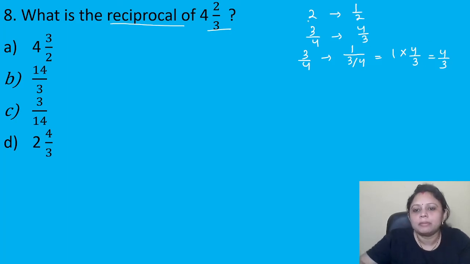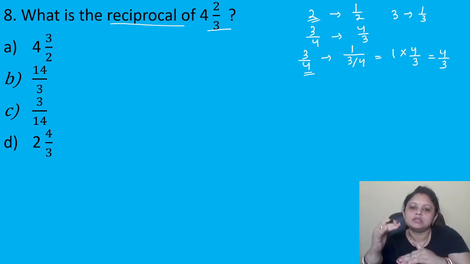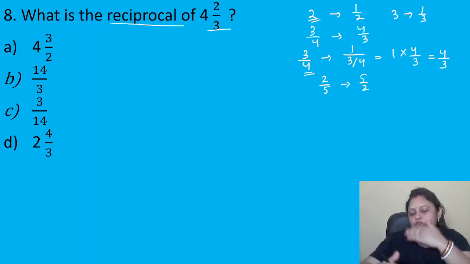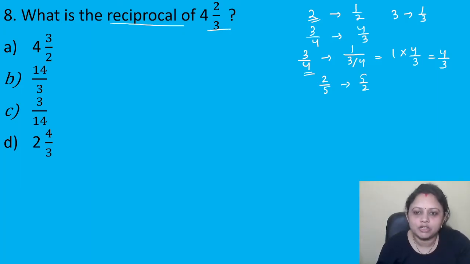If it is a whole number like 2, it will be 1 by 2, 3 it will be 1 by 3. If it is coming in fraction, it will be 1 by that fraction. So we can just reverse that fraction. If it is 3 by 4, it will be 4 by 3. If it is 2 by 5, it will be 5 by 2. So 1 by 2 by 5, that will be reversed. So it will be 5 by 2.